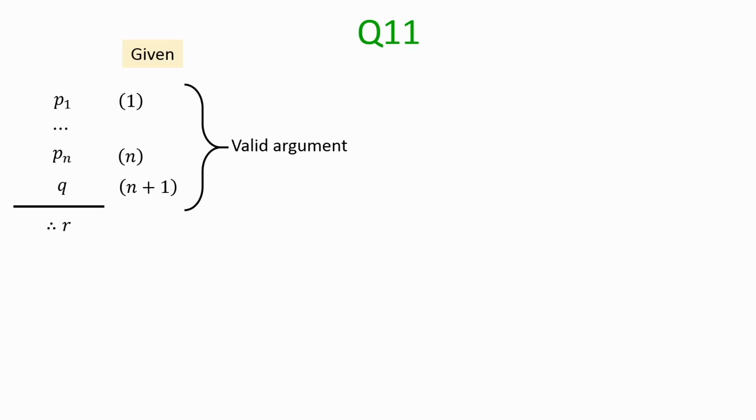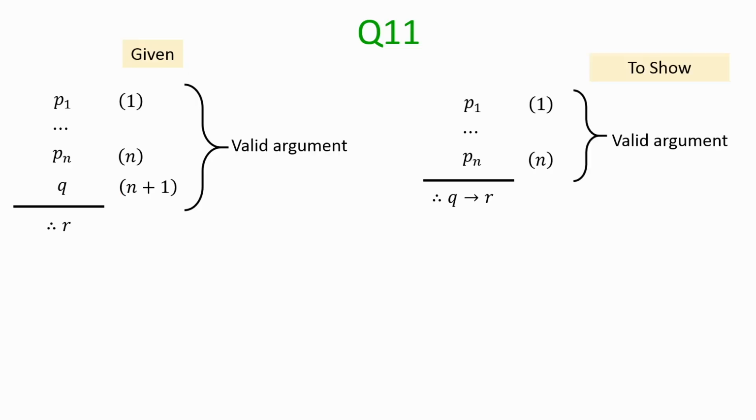Now, in question 11, you are given that this argument form is valid, where you are given a set of n premises, the n plus 1th premise is q, and the conclusion is r. Now, you have to show that the argument form where only p1 to pn are the premises and the conclusion is q implies r is also valid. Again, there are several ways to do this. You can use a truth table argument and so on, we will avoid that.